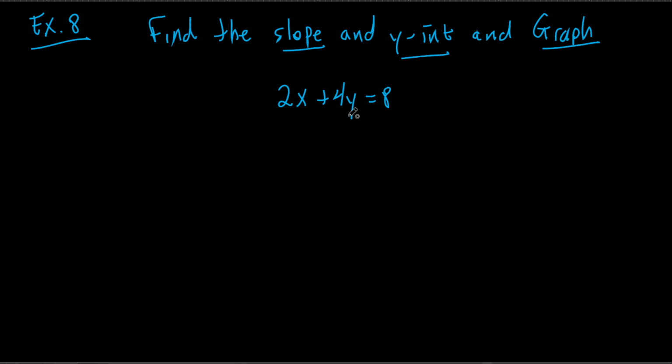Can I just look at one of these and say, oh, that must be the b, that must be the y-intercept because it's out there by itself? Nope, not necessarily, all right? So you can't just look at one of these things. This is right next to the x. Does that mean the y-intercept is 2? No, because it's not in the form y equals mx plus b.